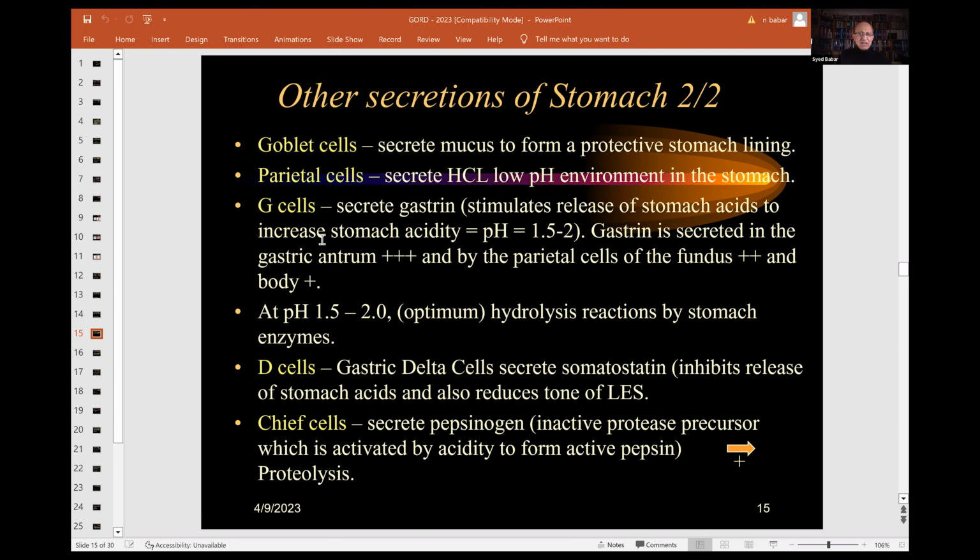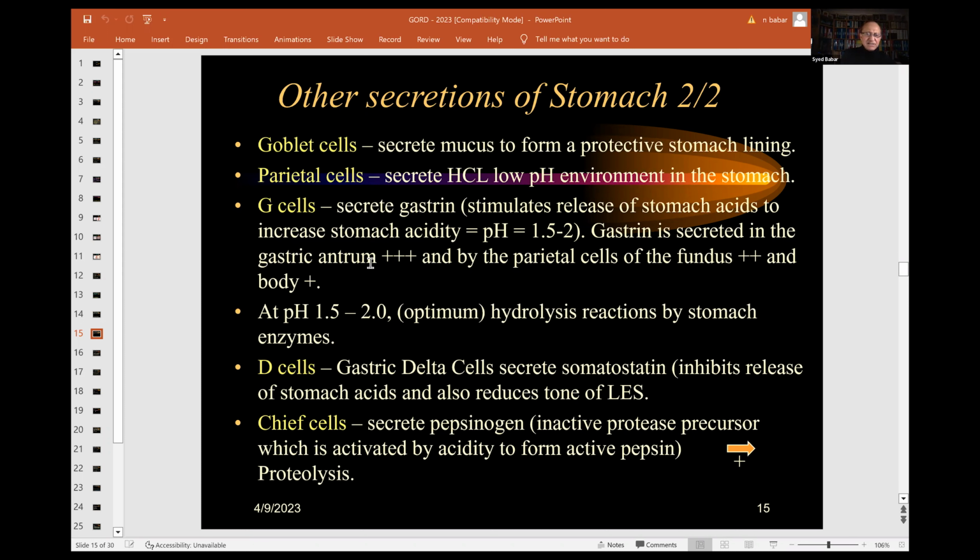Revising again, goblet cells secrete mucus to form a protective stomach lining. Parietal cells, oxyntic cells, secrete hydrochloric acid and maintain a low pH environment. Gastrin cells secrete gastrin, which stimulates release of stomach acid to increase stomach acidity. Resting pH of the stomach is 1.5, and it can go up to 2, but not more. It is this that is blocked by antacids and by raft alginates.